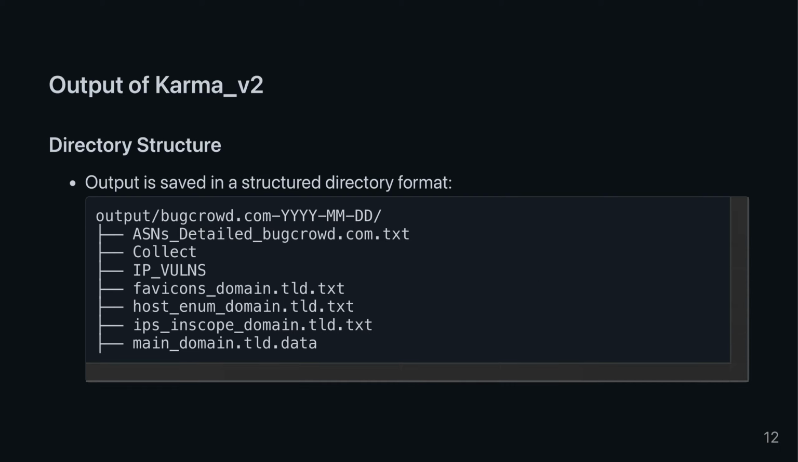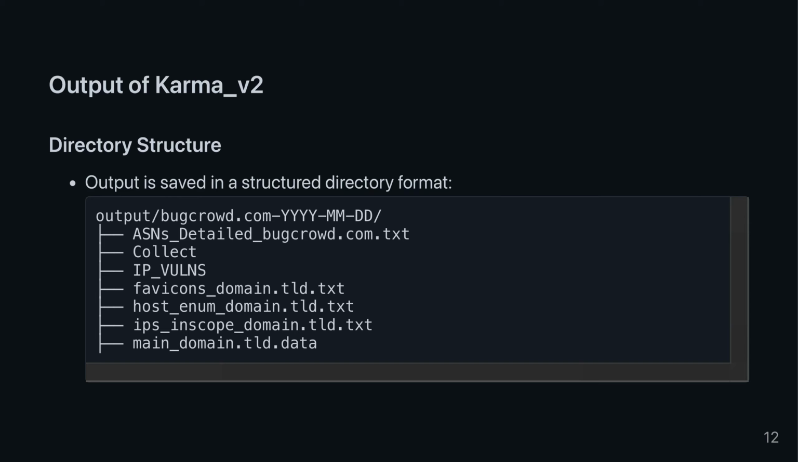In this slide, we will discuss the output of Karma v2 and its directory structure. When Karma v2 is executed, the results are saved in a well-organized directory format. Here is an example directory structure for the output. The base directory is named with the target domain and the date of the scan, for instance, output/bugcrowd.com/mmdd. Within this directory, you will find several files and subdirectories. ASNs-detailed-bugcrowd.com.txt. This file contains detailed information about the autonomous system numbers, ASNs, associated with the target domain.